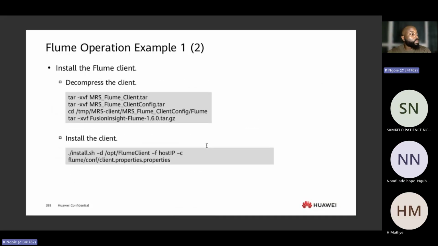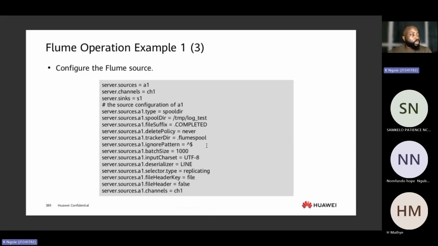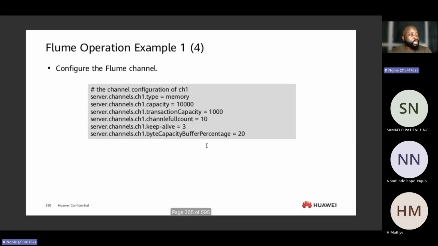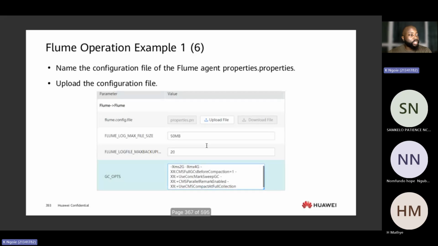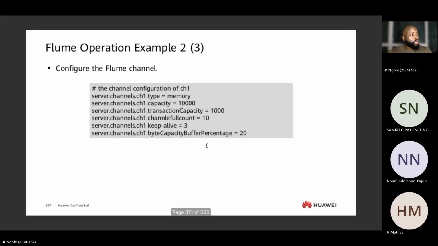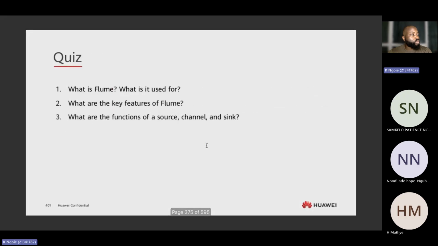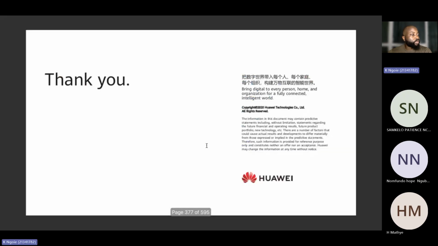Okay, these are just a few explanations of how we will operate Flume when it comes to looking at logs and configuring it on the Apache platform. But you don't really need to memorize this.